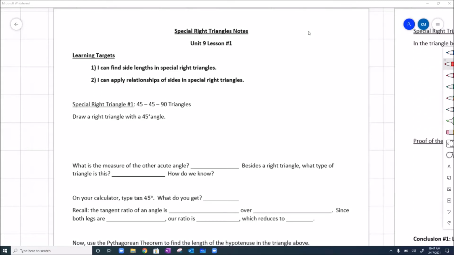Today we're going to look at special right triangles notes. At the end of this video, you should be able to find side lengths in special right triangles, and you should be able to apply relationships of sides in special right triangles.